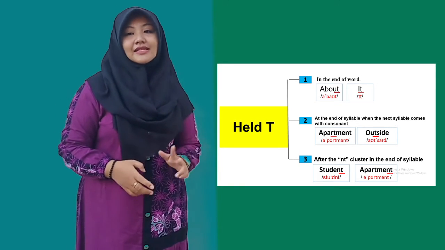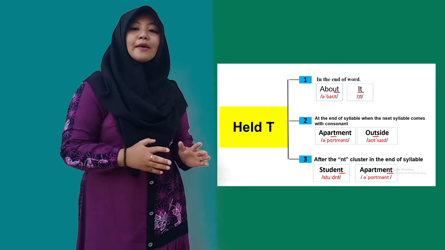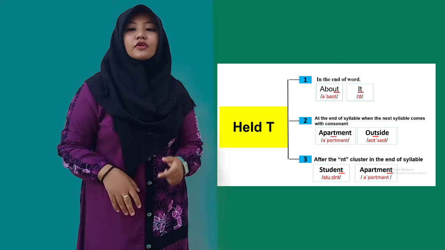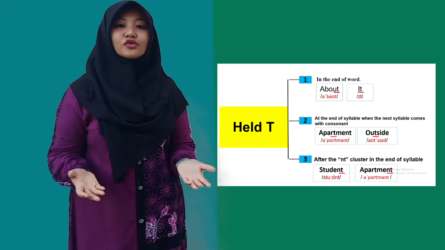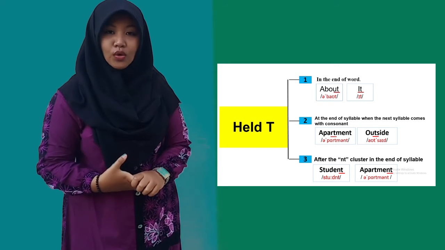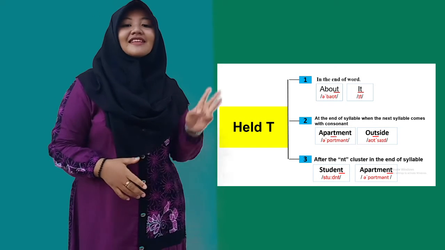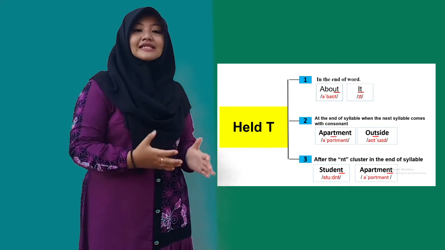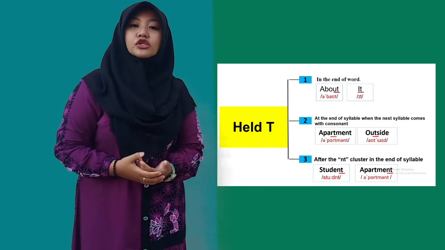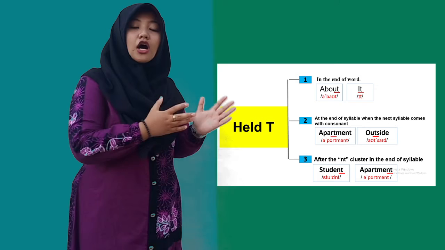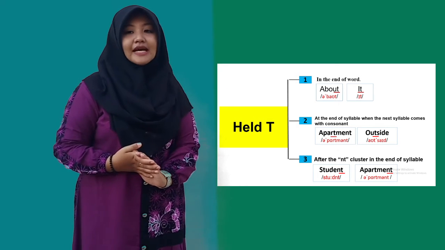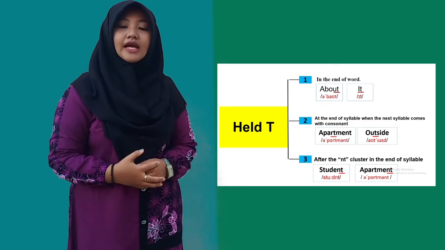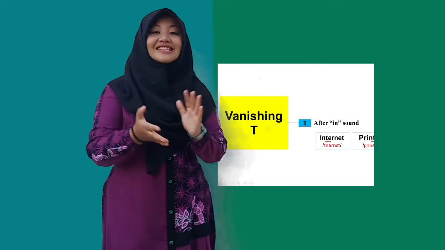And the next type of held T, we pronounce it if the T happens at the end of a syllable and after the syllable comes a consonant. For example, apartment or outside. Apartment or outside. The next place where we should also pronounce the held T is if the T is in the consonant cluster NT and it occurs at the end of a syllable. For example, student or apartment. Student or apartment.